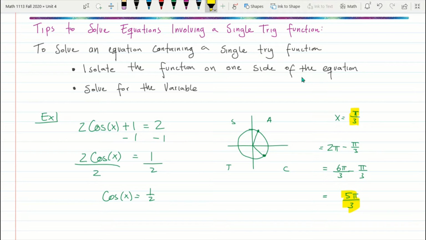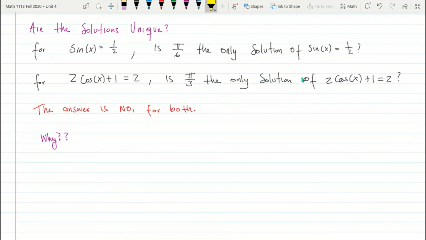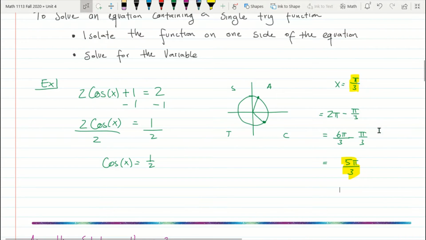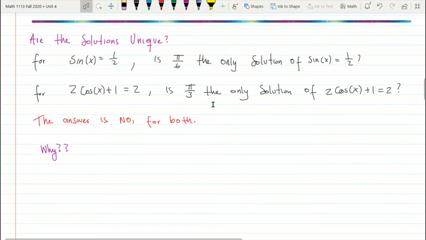Okay, now there is something that we have to stop and think about. Are these the only solutions, or are these solutions unique? So I think it's better to just ask the question about, are they the only solutions? For sine of x equals 1/2, we found pi over 6 as the only solution. For the other example of 2 times cosine of x plus 1 equals 2, we asked the question, is pi over 3 the only solution? And if we scroll back up, we got two solutions. So definitely pi over 3 is not the only solution.